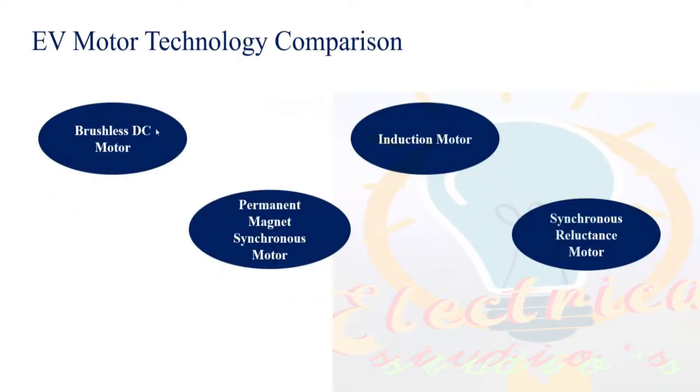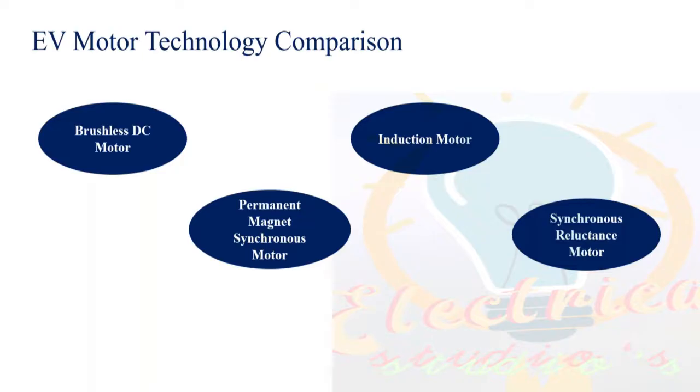The first one is the brushless DC motor, BLDC, and the second one is the PMSM, permanent magnet synchronous motor, and the third one is the induction motor, and the fourth one, the new member to the family, a surprising member to the family of motors, is the synchronous reluctance motor. So these four motors are right now dominating the whole traction market. Starting from two-wheeler till a huge mining truck, right?